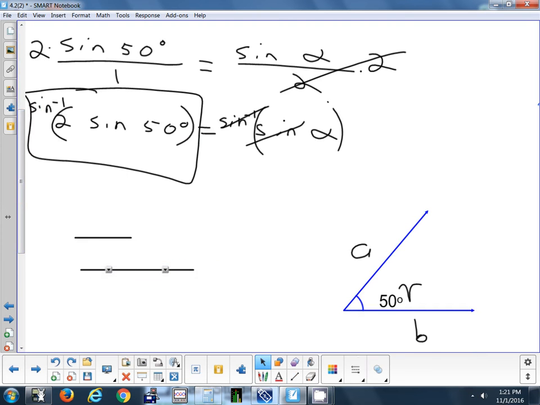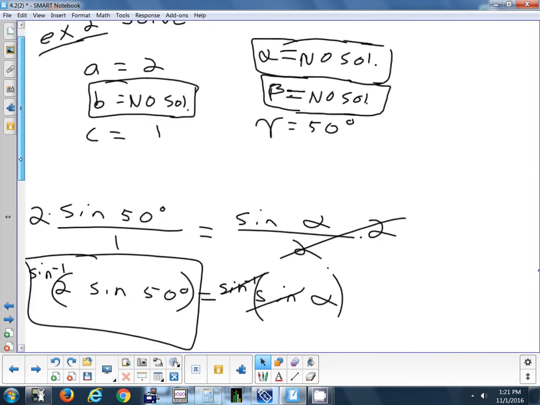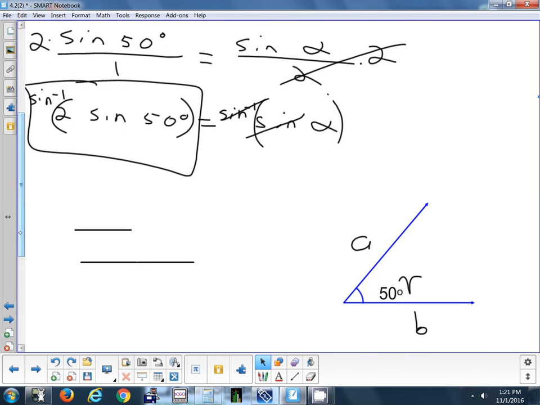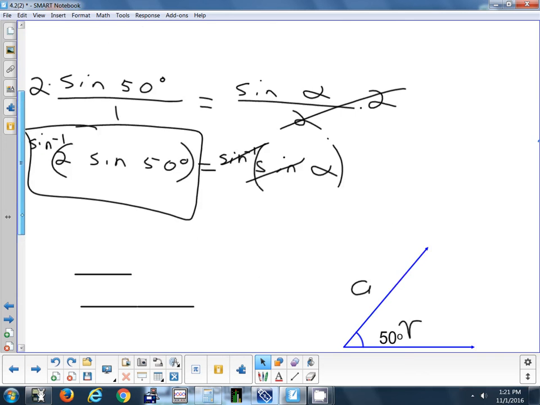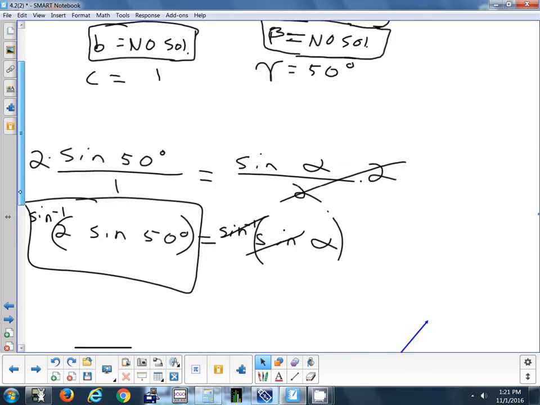So now that is twice as long. Actually, I don't need a copy of it. Let's just group it together. Okay, so the top side, the bottom one is A, the top one is C. Now, the other thing that has to happen is I have to have a 50-degree angle.